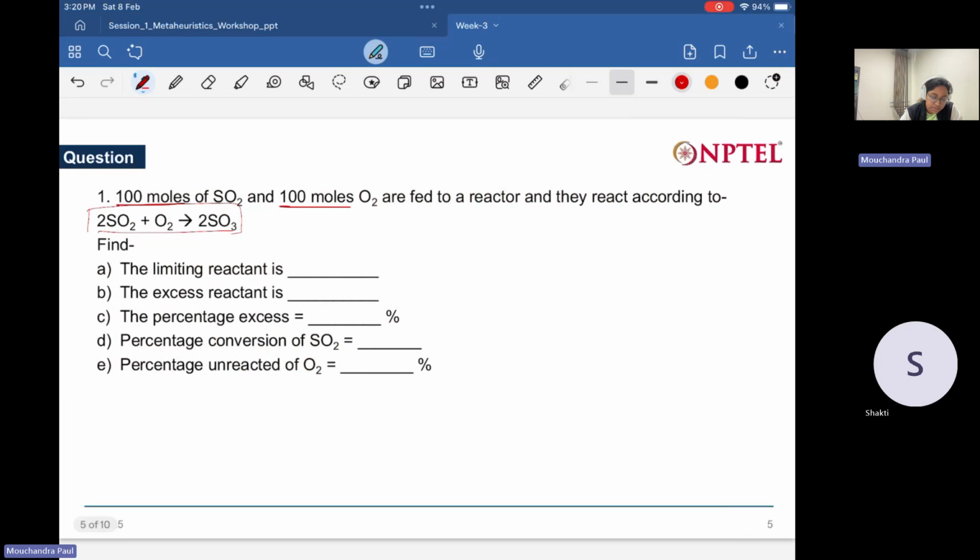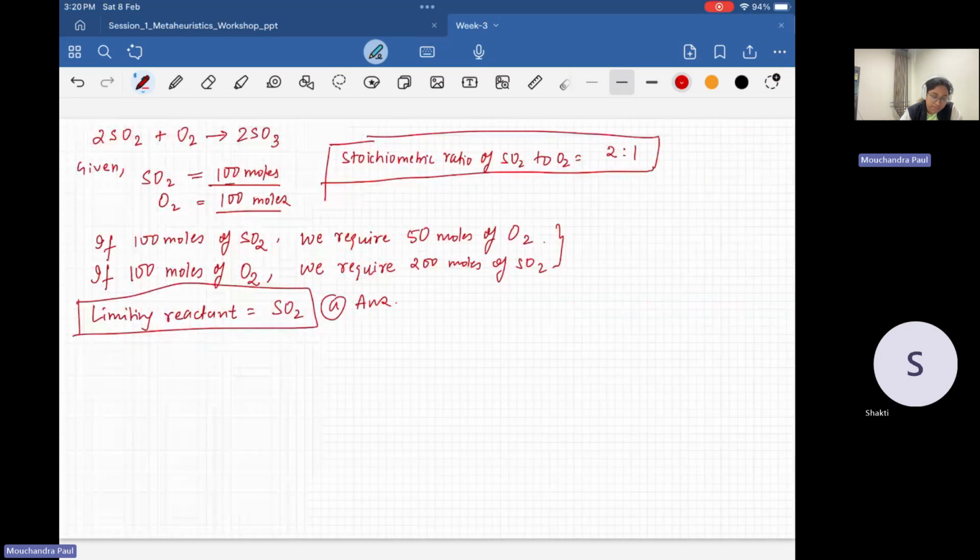Now part B asks, what is the excess then? O2 is the excess. Correct. This is the part B answer.